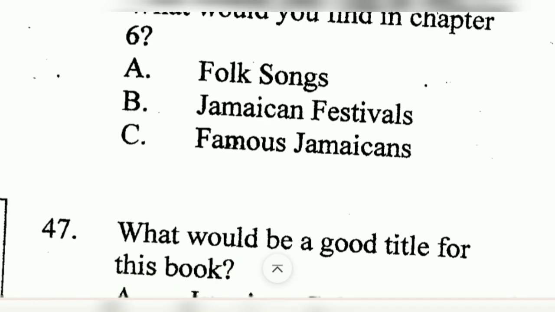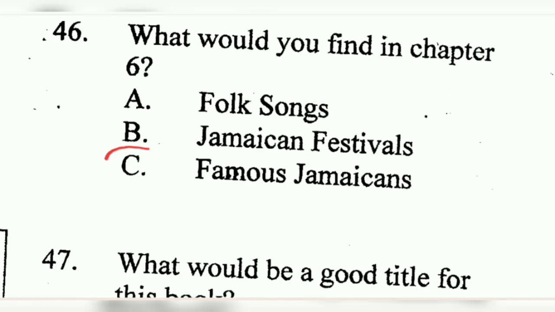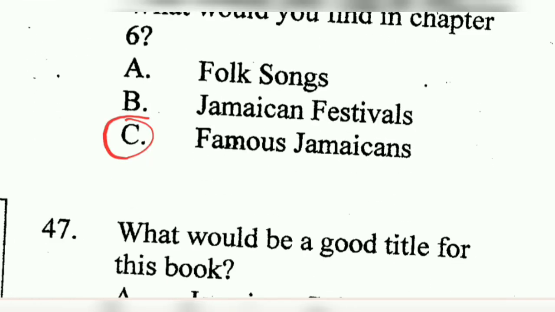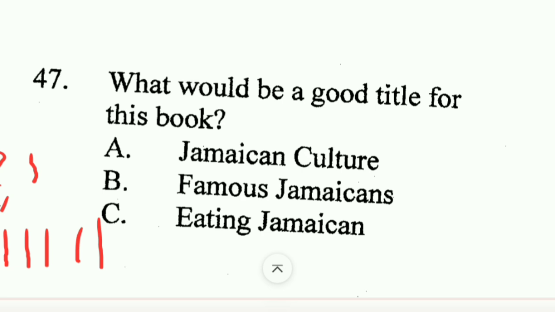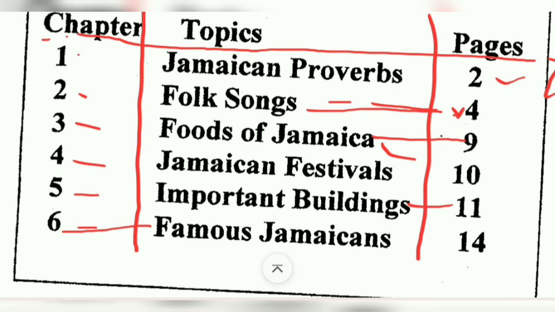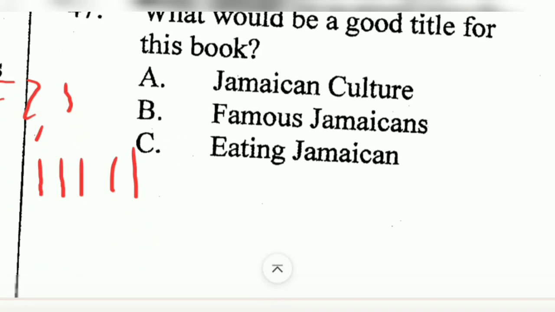So let's go back, put our answer in. Chapter 6 speaks of famous Jamaicans, and that's at C. 47. What would be a good title for this book? So when you look at all the topics: Jamaican proverbs, folk songs, foods of Jamaica, Jamaican festival, important buildings, famous Jamaicans. What would be a good title?